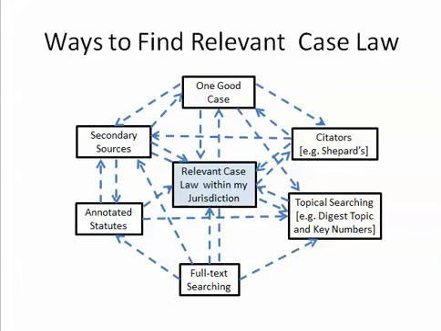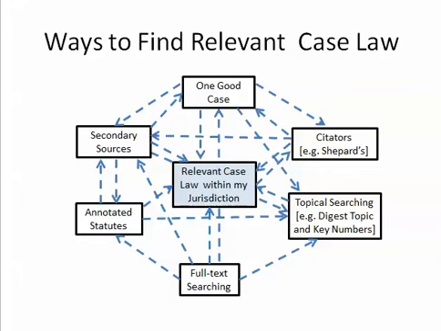Look for cases using a variety of search methods. Start with a secondary source to get a general overview and lead you to one good case, or, if you're lucky, relevant cases within your jurisdiction. If you are interpreting a statute, what cases can the annotated codes provide you? If you have one good case, but it's outside your jurisdiction, how can you use that to find cases within your jurisdiction? Does it cite other good cases?